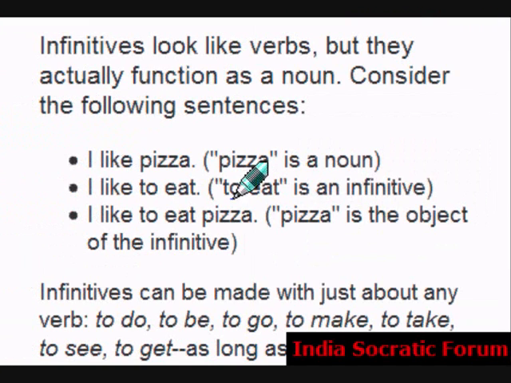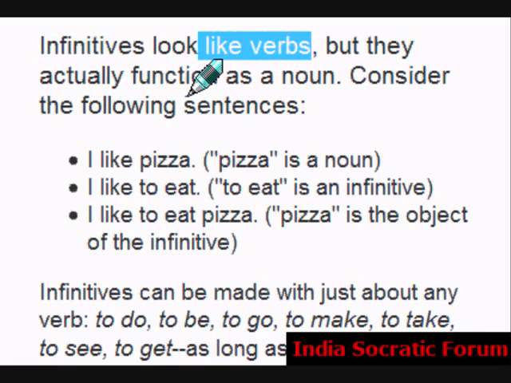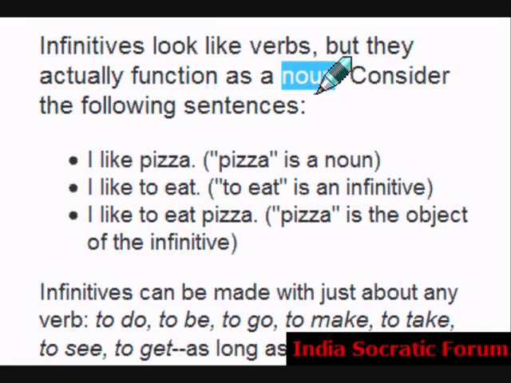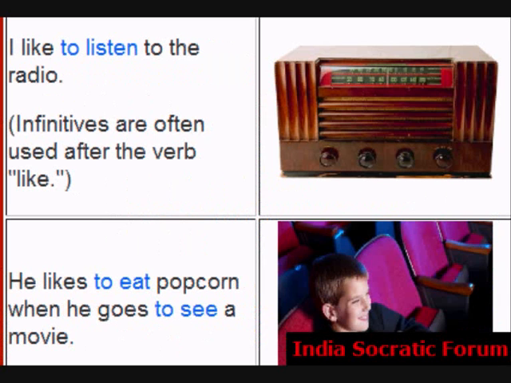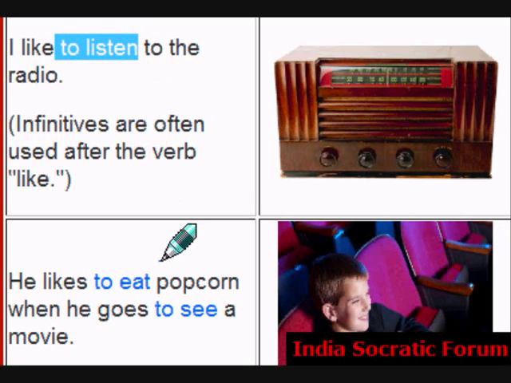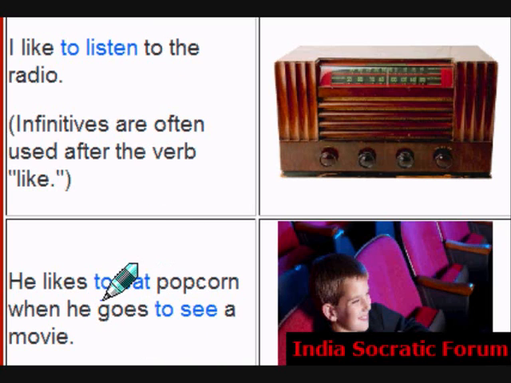Once again, a recap. Infinitives look like verbs, but they actually function as a noun. Okay, that is the idea. Like this, to listen looks like a verb, but it is functioning as a noun here. He likes to eat popcorn when he goes to see a movie. Here, to eat is an infinitive.